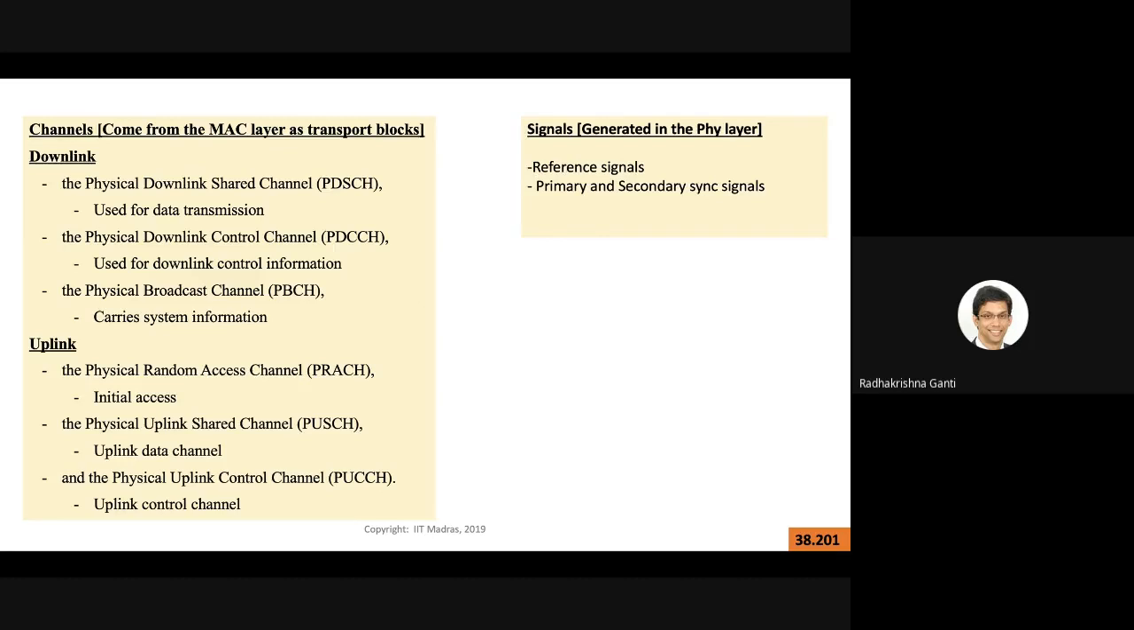They're generated actually in the L1 layer. They're mainly the pilots and the synchronization signals. Okay, so you understood the difference between channels and signals. Channels always come from higher layers. They're data dependent. Signals on the other hand are generated in the physical layer. They're generally pilots and synchronization signals. Any questions?